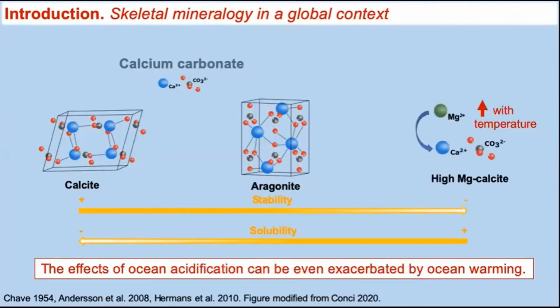Calcium carbonate can also incorporate magnesium, and the skeletons with high magnesium content are even more soluble than aragonite. In addition, the magnesium content may increase with seawater temperature, so the effects of ocean acidification can be even exacerbated by ocean warming. So we can evaluate the mineralogical response of marine calcifiers to projected ocean pH and temperature using natural pH and thermal gradients.